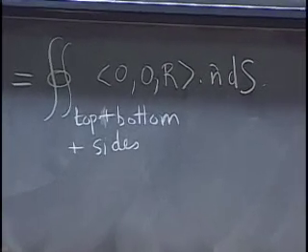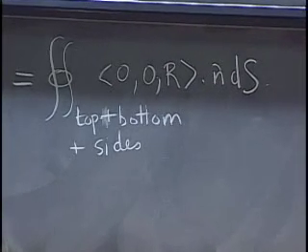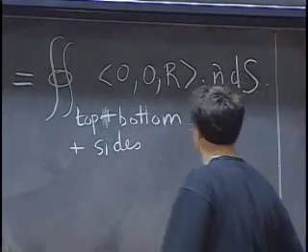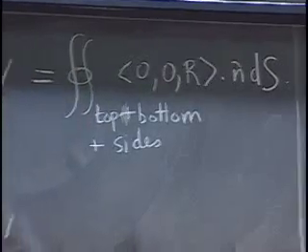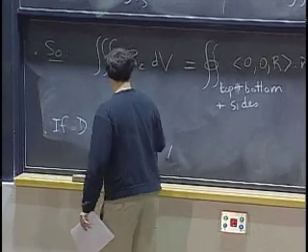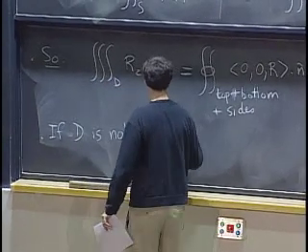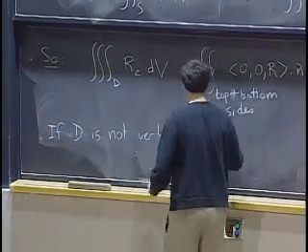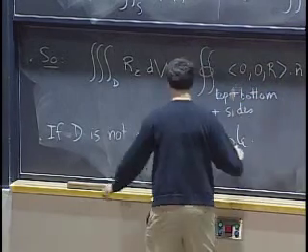Now, well, that's only for a vertically simple region. Okay? So if D is not vertically simple, what do we do? Well, we cut it into vertically simple pieces.